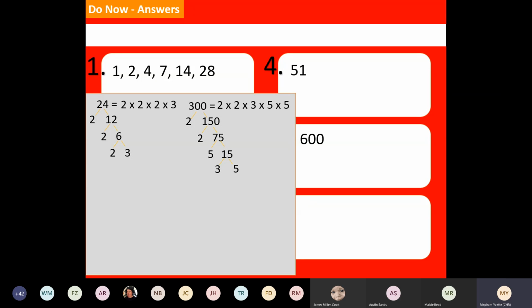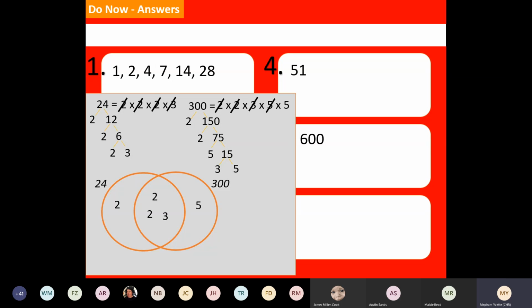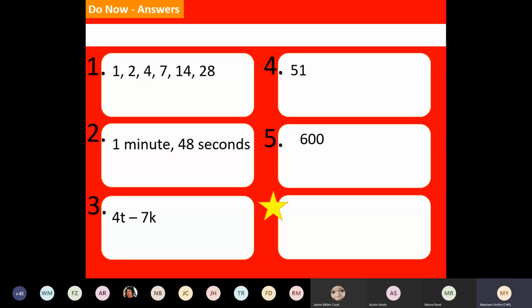This is the kind of thing that you should have done if you've done it this way, but if you've done it another way and you've got 600, that is also perfect. So what I did here was I made a Venn diagram, and then using the prime factors, I was able to eliminate from each list where the prime factors go into the Venn diagram. And then I was able to multiply each number I see within the Venn diagram. So this would have been 2 times 2 times 2, times 3 times 5 times 5, which would have been 600.